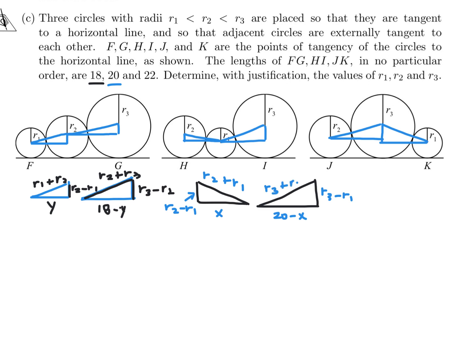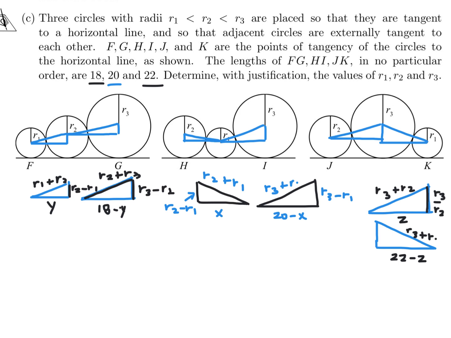And then finally this guy over here, we got this triangle, and then we got that triangle. So this time we're using 22, and then you use whatever variable you want. You can use Z. Say Z, 22 minus Z, and then this side is R3 minus R2. So R3 minus R2. This is R3 plus R2, and then this is R3 plus R1, and then finally this is R3 minus R1. Right? Okay, good. We got the triangles.